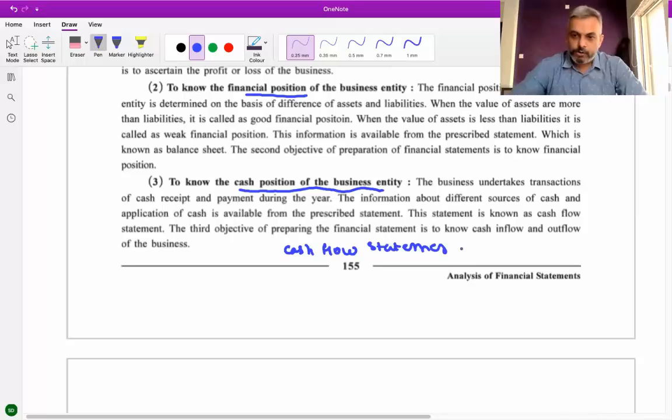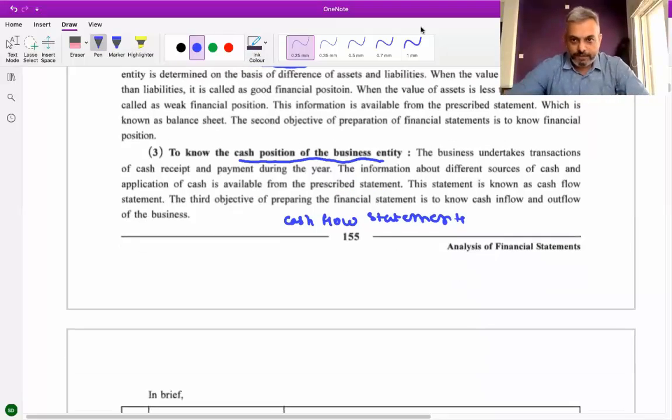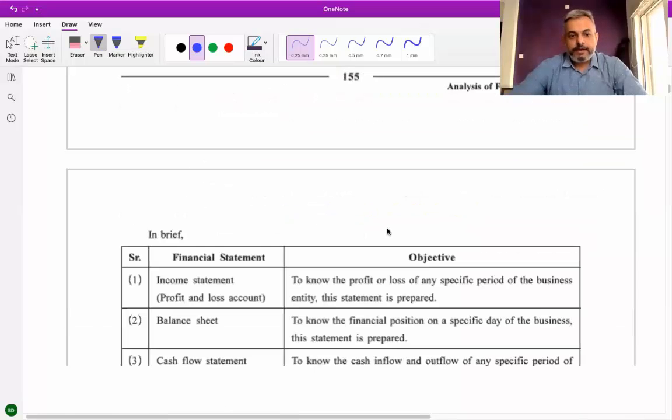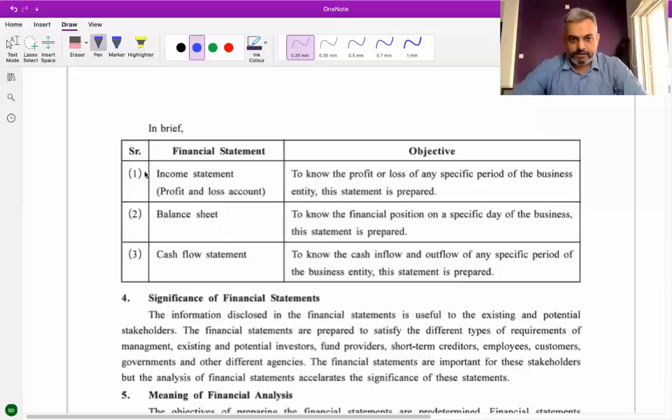Because short questions are going to come from this chapter, I'm just going for the overview of the theory, and I'm not reading everything in detail, which you can read on your own. And in case you have any doubt, you can contact me. But it's very simple, so I'm not wasting much time on this. Now, in brief, you can see all the three are given. So this you can keep in mind, okay, that what's the objective of what, because it can come as a multiple choice question. So income statement, profit and loss account, then balance sheet to know the financial position, you have to know the profit or loss, and cash flow to know cash flow, inflow and outflow.